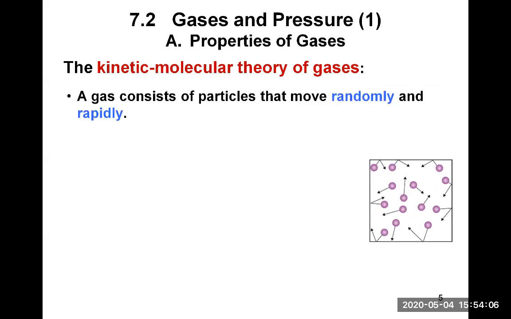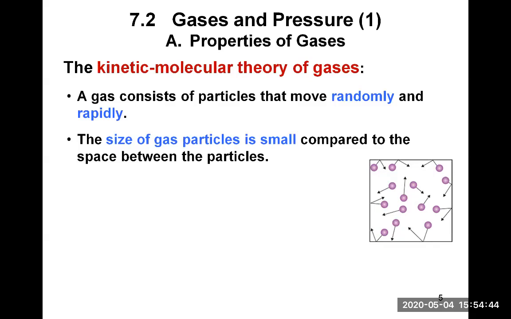A gas consists of particles that move randomly and rapidly. You see in the illustration to the right here that the arrow symbolizes the movement, and so they fly around in all kinds of directions. There is no overall direction. They each move in their own direction. And when they hit the wall of a container, they bounce and fly back in another direction.